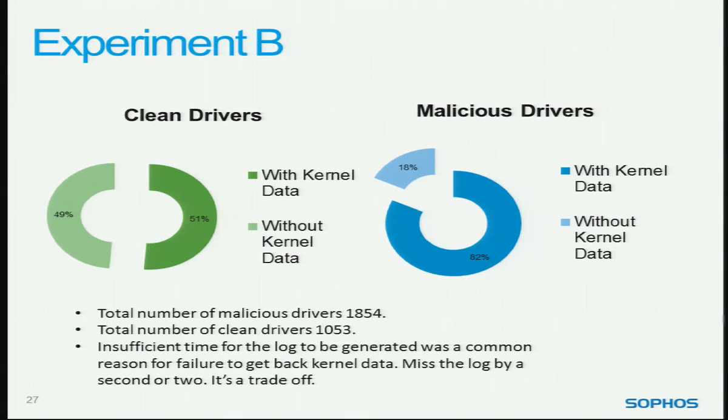Looking at the next experiment, we took a number of clean drivers and a number of malicious drivers, about 3,000 in total, and we put them through our system to see what kind of changes they've made, to see if we can identify which modifications are more likely to be malicious. We found that 50% of the clean drivers did not return any kernel data, whereas only about 18% of the malicious drivers did not return kernel data. This tells us, in a roundabout way, that if something returns kernel data, there's a slightly higher chance that it's going to be malicious.